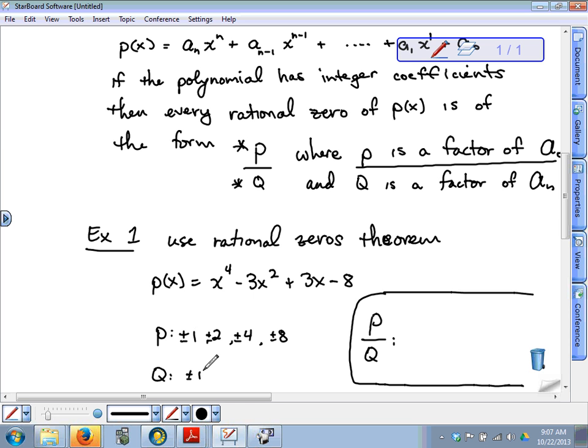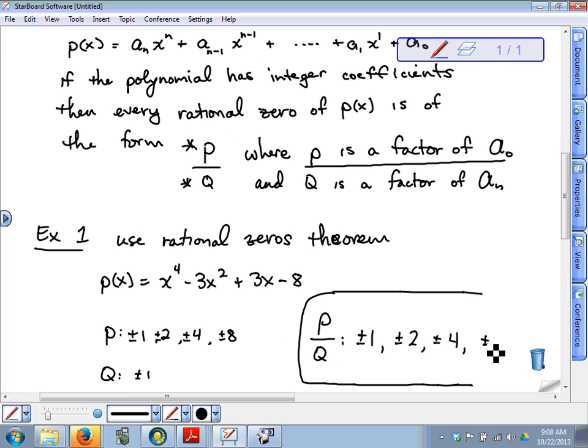If plus or minus 1 is divided by plus or minus 1, what's the result? Plus or minus 1. Were factors of q given to us? No, factors of q are the factors of the leading coefficient. And that's it? Yep. All right, got it. If we take plus or minus 2 and divide it by plus or minus 1, we get plus or minus 2. If plus or minus 4 is divided by plus or minus 1, we get plus or minus 4. And plus or minus 8 divided by plus or minus 1 is plus or minus 8.